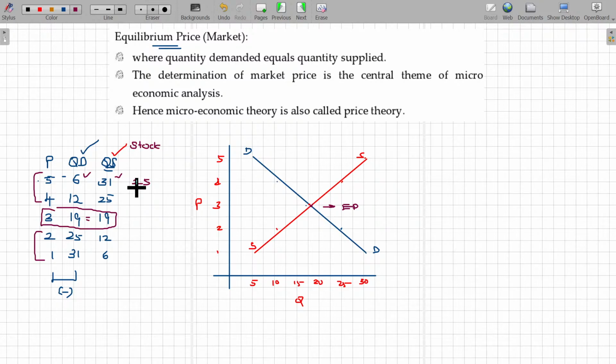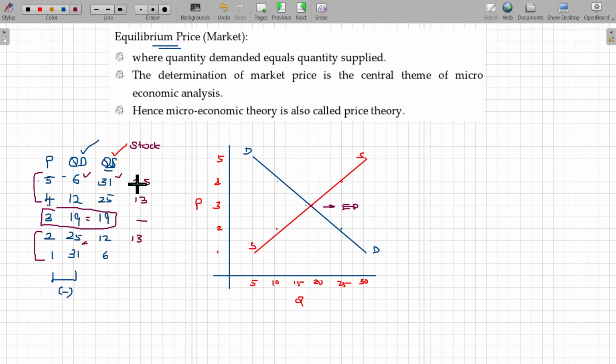Stock unsold. In this case, if the price is 4, then automatically 13 stocks will be unsold. Only at the equilibrium price, whatever the supply is offered is also taken by the customer. If the price is lesser, suppliers are capable of supplying only 12 and buyers are willing to take 25. The difference between these two is 13. Very good.